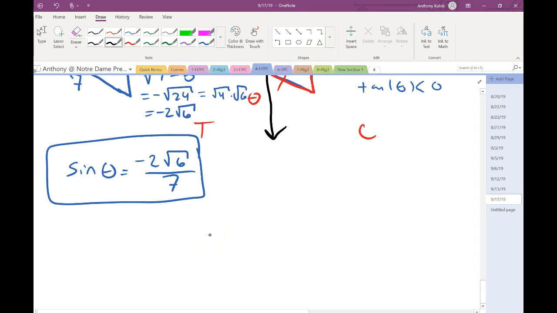So this wraps up our chapter 2. It was a little quick, but this was a pretty good manageable chapter. So let's finish our homework set with 47 to 60.